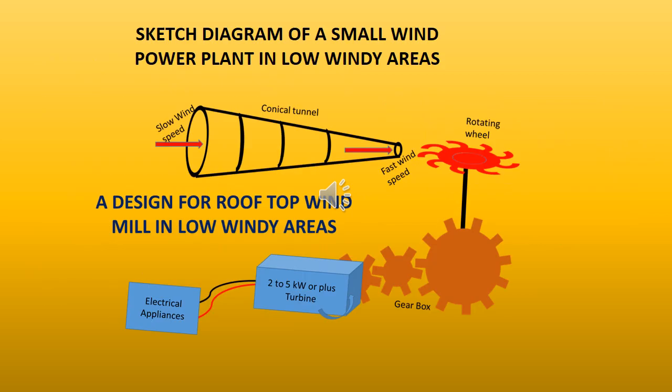Here you are looking at a simple diagram which shows that there is one wind tunnel. A slow speed wind comes inside, and at the narrow end the same slow speed wind becomes fast enough to run a turbine like a rotating wheel, and that rotating wheel is connected to a gearbox which will rotate to get the revolutions per minute as required, and it can run the turbine.